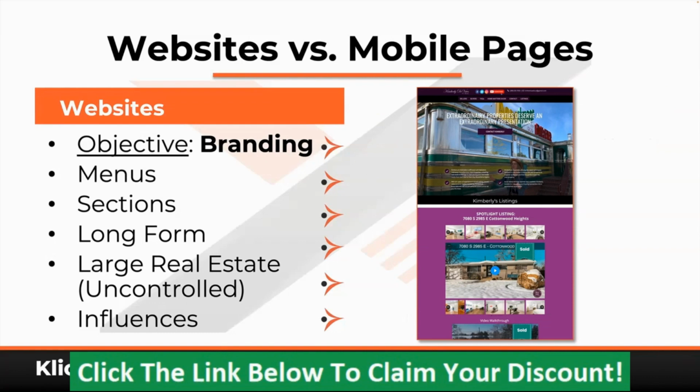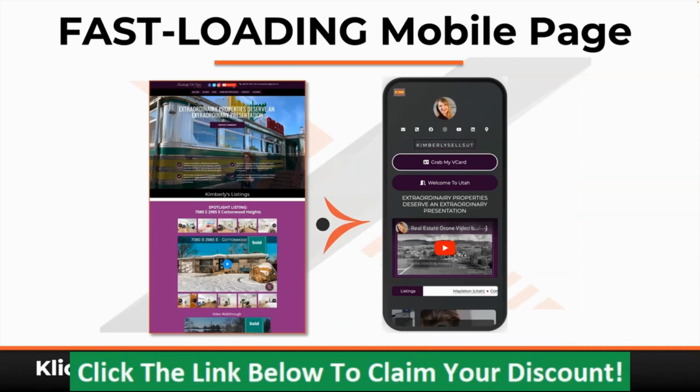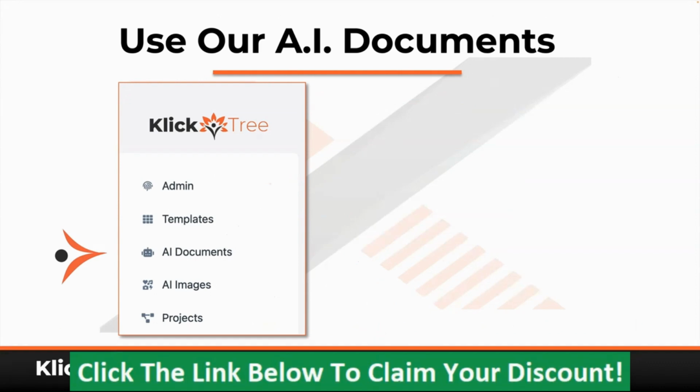So here is where you can see an example of a website. You can see it's mainly focused on branding. And then here you can see the same page or a similar page, but for mobile. And here is where we converted that into just a couple of buttons, just a video and some sliders, when it comes to the sections that you had. But I don't have a website, no problem. You can create this page in minutes using AI documents. We've got AI documents that create the content of your page very fast.